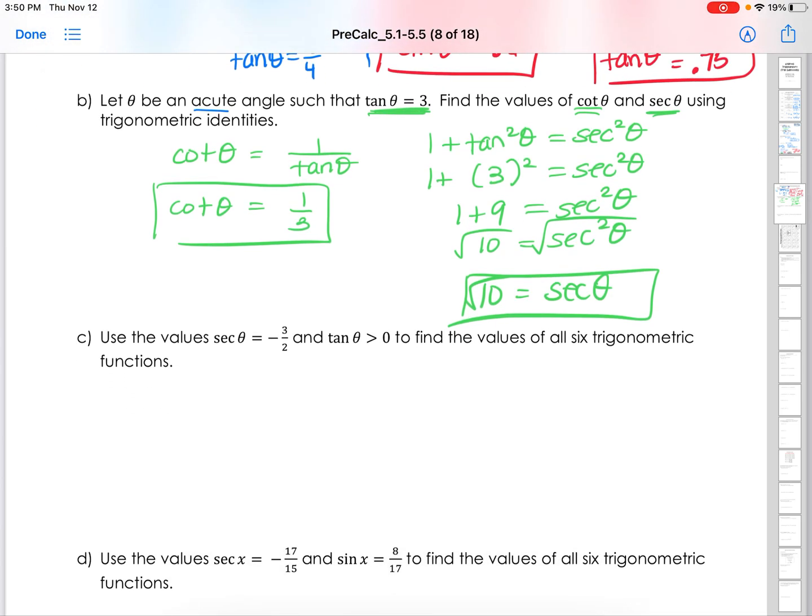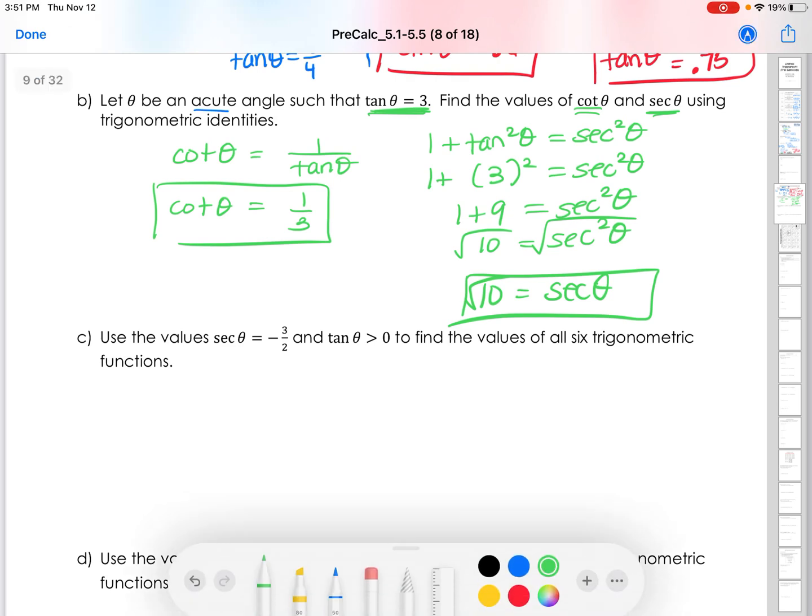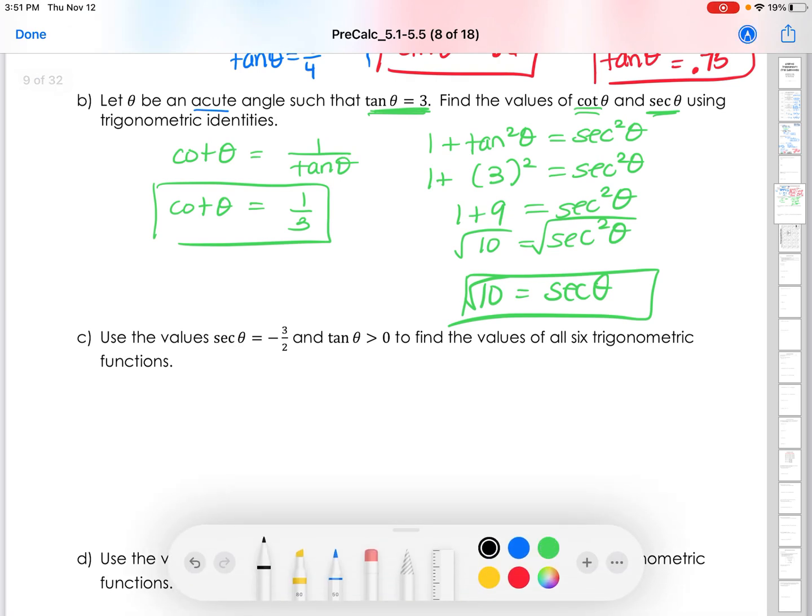All right, for the next one, same kind of concept here, but we're given slightly different information. It doesn't say acute angle this time. So we are given secant is -3/2 and tangent is greater than 0, and we want to find all of the trig functions. So we want to find sine, cosine, tangent, cosecant, secant, and cotangent.